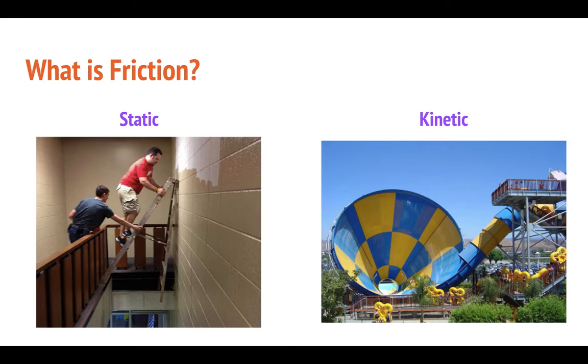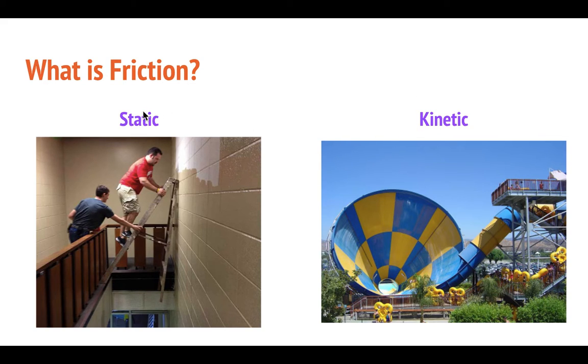And there are two kinds of friction. We've got static friction and kinetic friction. The word kinetic means moving. So when something is moving, there are types of kinetic friction acting against it.